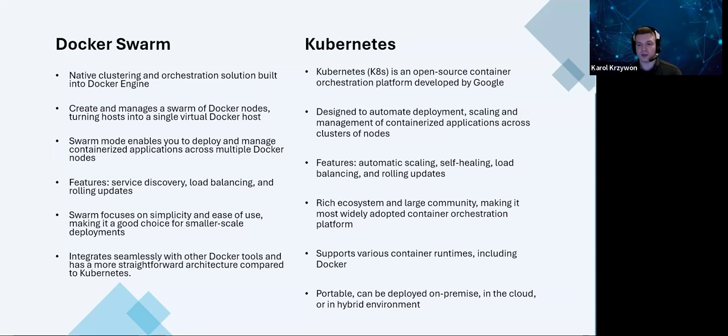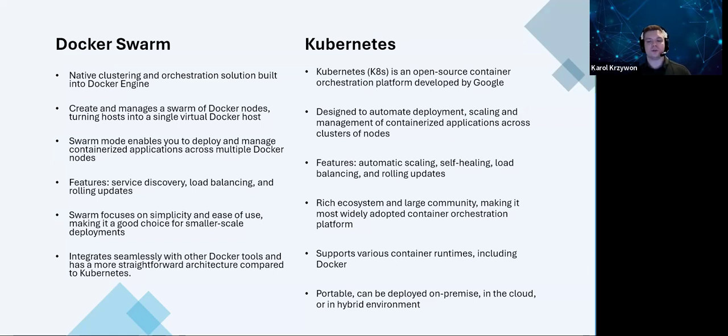It's lightweight, tied with the Docker API, which does limit its functionality compared to Kubernetes. And its automation capabilities are not quite as robust as those offered by Kubernetes, which might be a consideration for more complex applications. On the other hand, Kubernetes is an open source platform originally developed by Google, designed for automating deployment, scaling, and management of containerized applications. It supports automatic scaling, self-healing, load balancing, and rolling updates, among many other features.